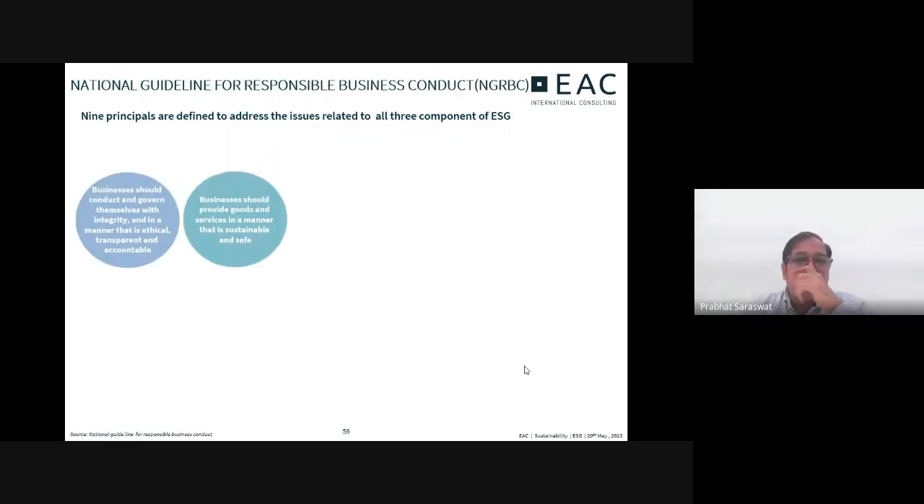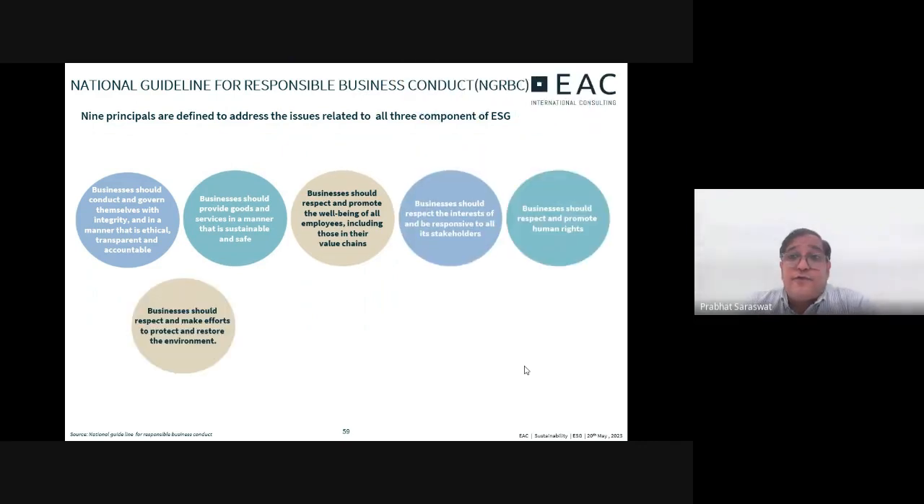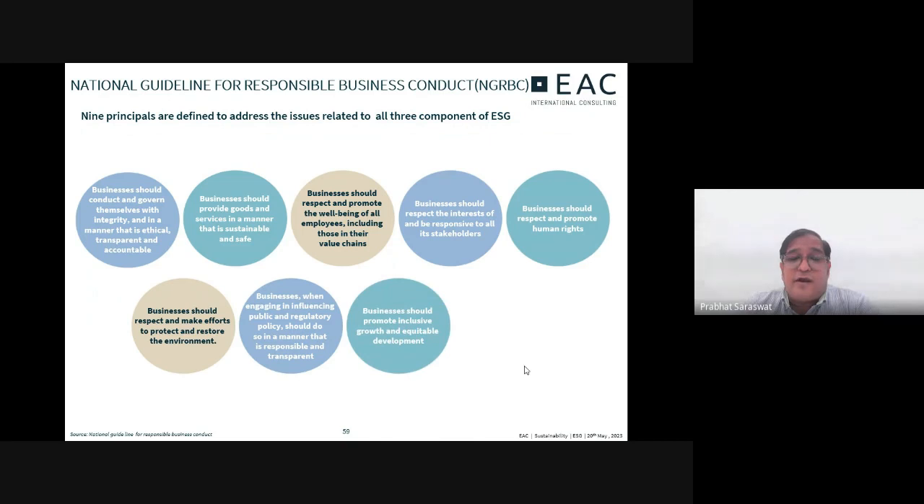Yeah. So these are the 9 principles which are there in the BRSR report. So we need to report all our ESG related aspects under each principle, like business should conduct and govern themselves with integrity and in a manner that is ethical, transparent, and accountable. So these 9 principles are there in the BRSR report as per the national guidelines.